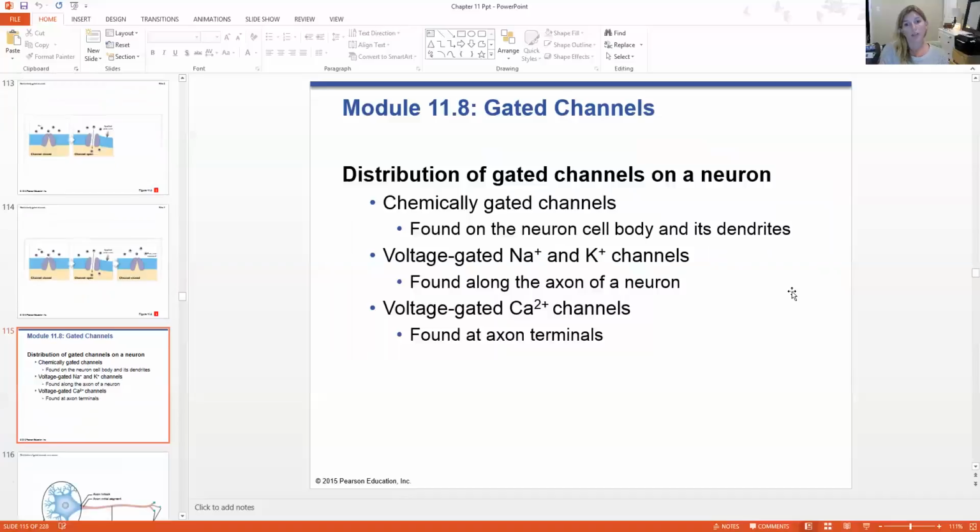The distribution of gated channels along the neuron varies. The chemically gated channels are typically found on the cell body and on the dendrites, which makes sense. The dendrites are going to receive the neurotransmitters from a presynaptic cell, and then they'll respond accordingly. The voltage-gated channels of sodium and potassium are found along the axon, which makes sense so that action potential can propagate. And then the voltage-gated calcium channels are found at the axon terminals because calcium is needed in order for acetylcholine or whatever neurotransmitter to be released.